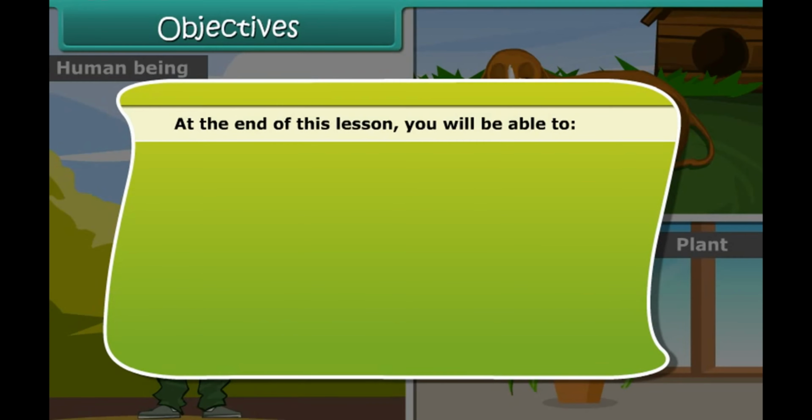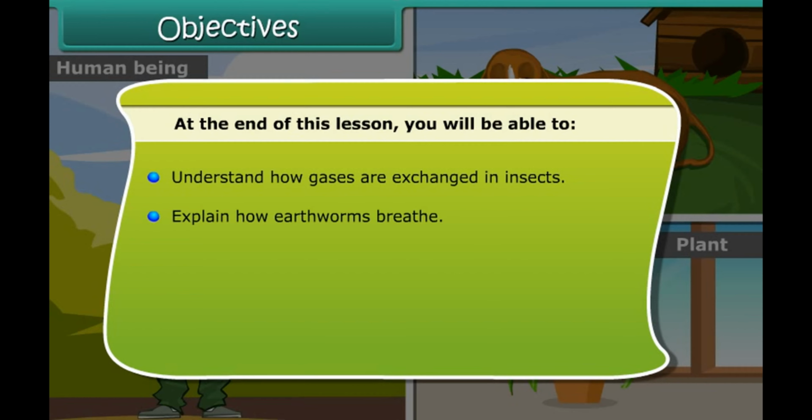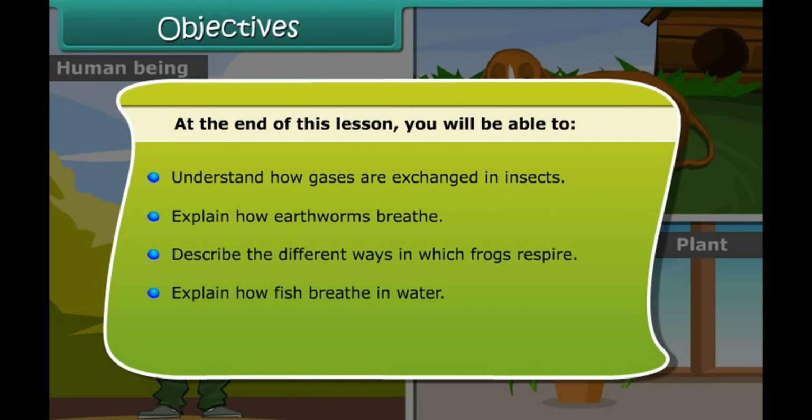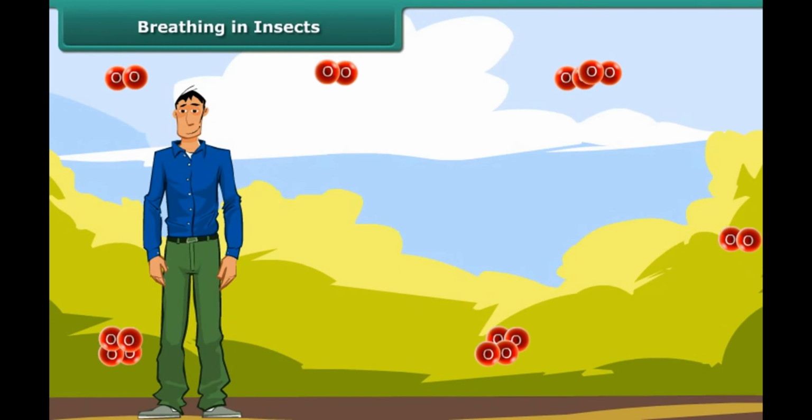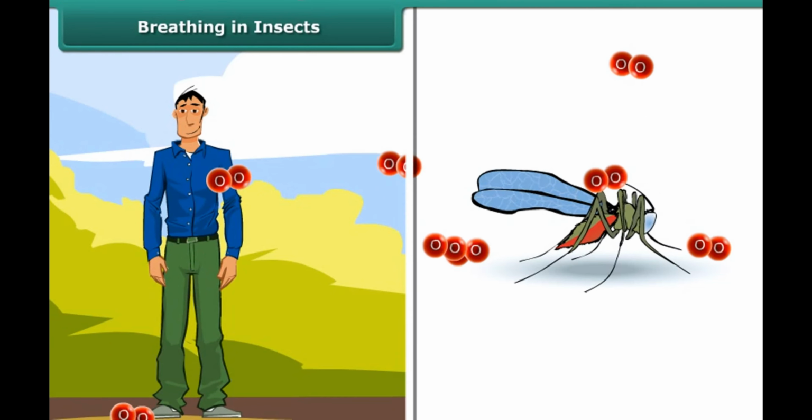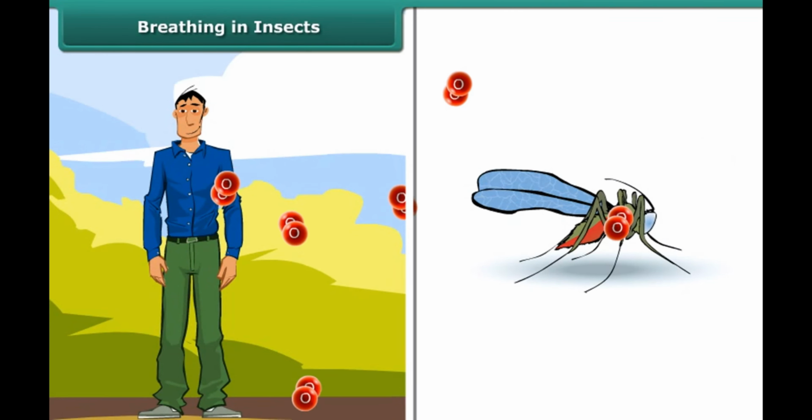At the end of this lesson, you'll be able to understand how gases are exchanged in insects, explain how earthworms breathe, describe the different ways in which frogs respire, explain how fish breathe in water, and explain the breathing process in plants. Like human beings, insects need oxygen for survival as well.